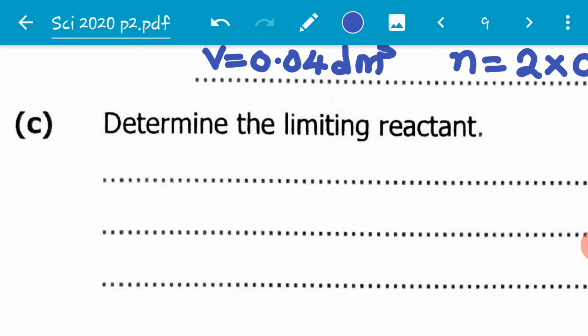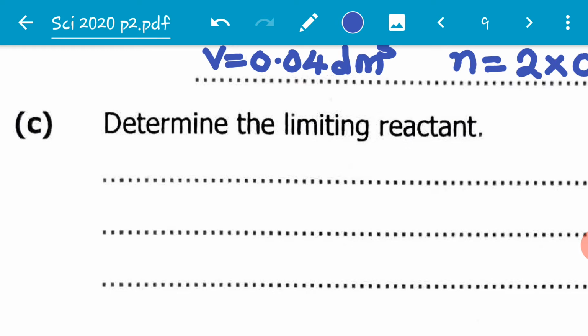Now, a limiting reagent is the reactant that will finish first, before the other reactants finish. So we are basically looking at which reactant they have given us less than what is required. So we are looking for a reactant that is less than the required.